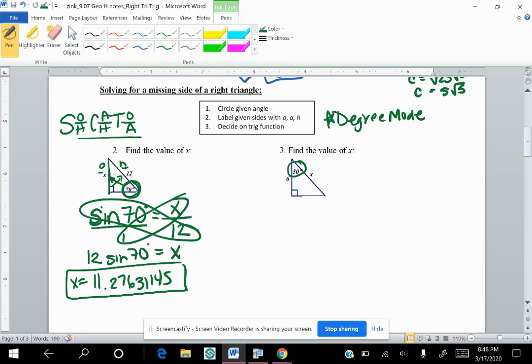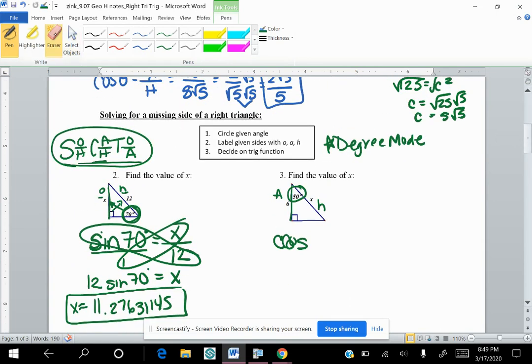So I'm given 50 degrees. Again, I could find my acute angle, but I don't need to. So I find the 50 degrees. I label what I know and what I'm looking for. I'm looking for the hypotenuse, and I know the adjacent side. So I look over here, which one has an A and an H? Well, CAH does, which means I'm going to use cosine. We always do cosine of the angle, sine of the angle, tangent of the angle.